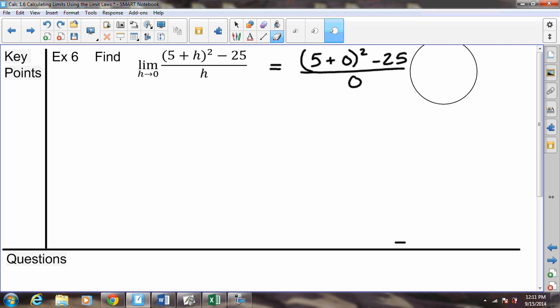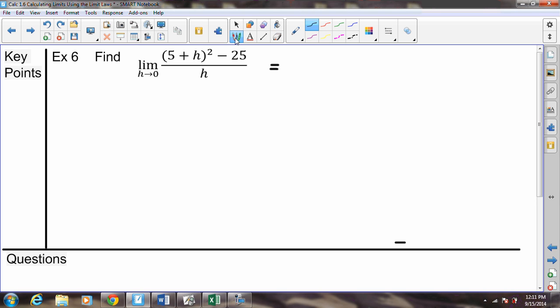You remember doing your difference quotient problems? What did you always do with the difference quotient? Expand it out, cancel out pieces, see what's left. Let's do that same piece. What is 5 plus h squared?